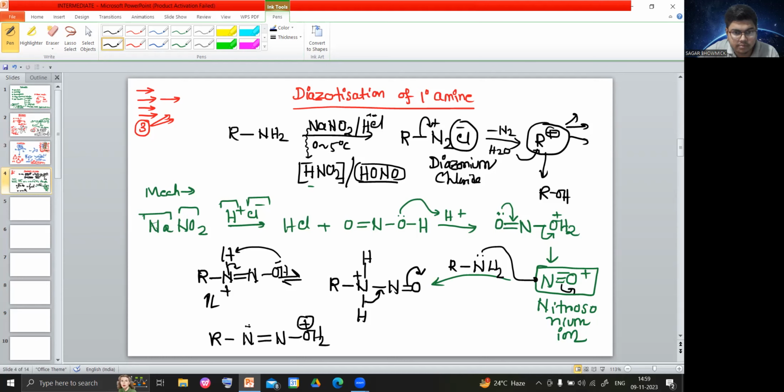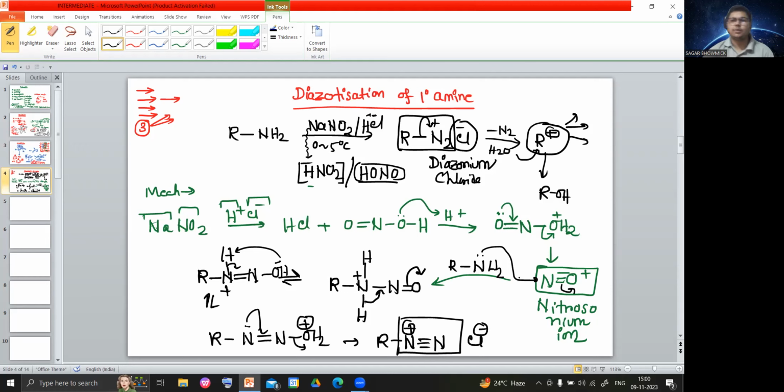Okay. Now this lone pair attacks here. Water is getting removed. R N triple bond N plus. So now you can see this is nothing but RN2 plus, right? The counter ion will be Cl minus. This is our diazonium chloride. It is simple, just proton exchange and nucleophilic attack. So this is the mechanism of diazotization of primary amine.